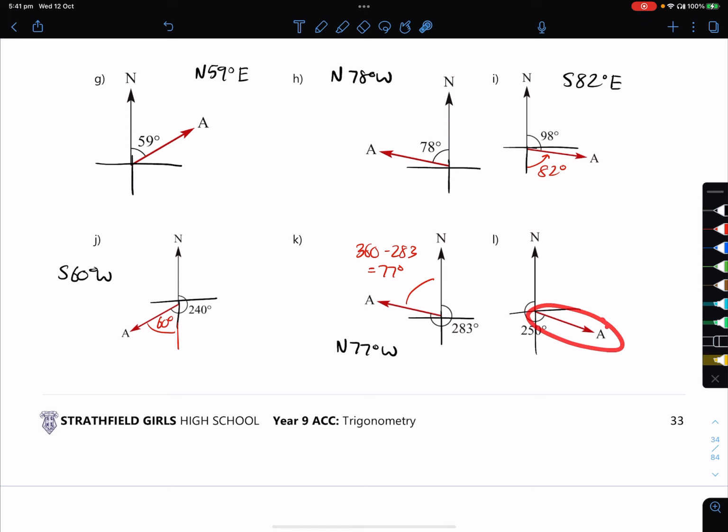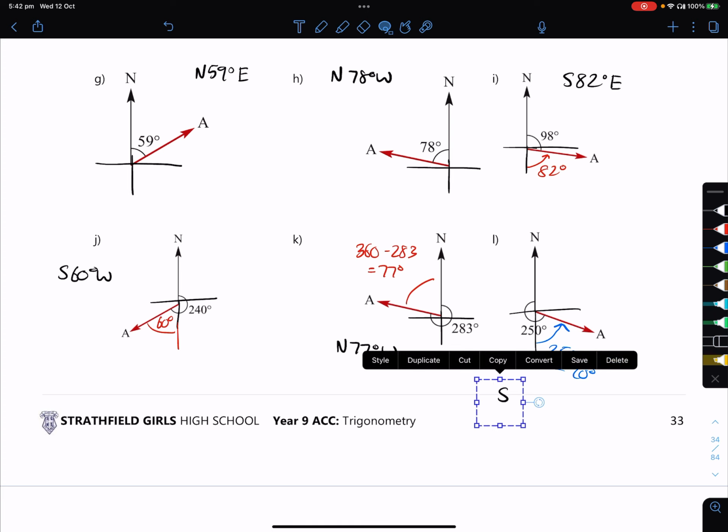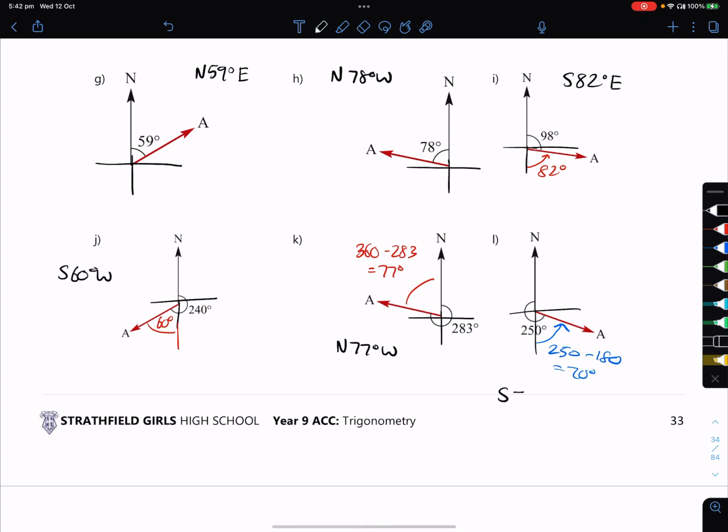Lastly, that one there is close to south. So we're going to say south first, but we've got to find what this angle is, that it has to move towards that line. To do that, we just get the 250 degrees right there, but we have to minus it by the full 180. So 250 minus 180 is simply 70 degrees. So our compass bearing will be from south 70 degrees towards the easterly direction.